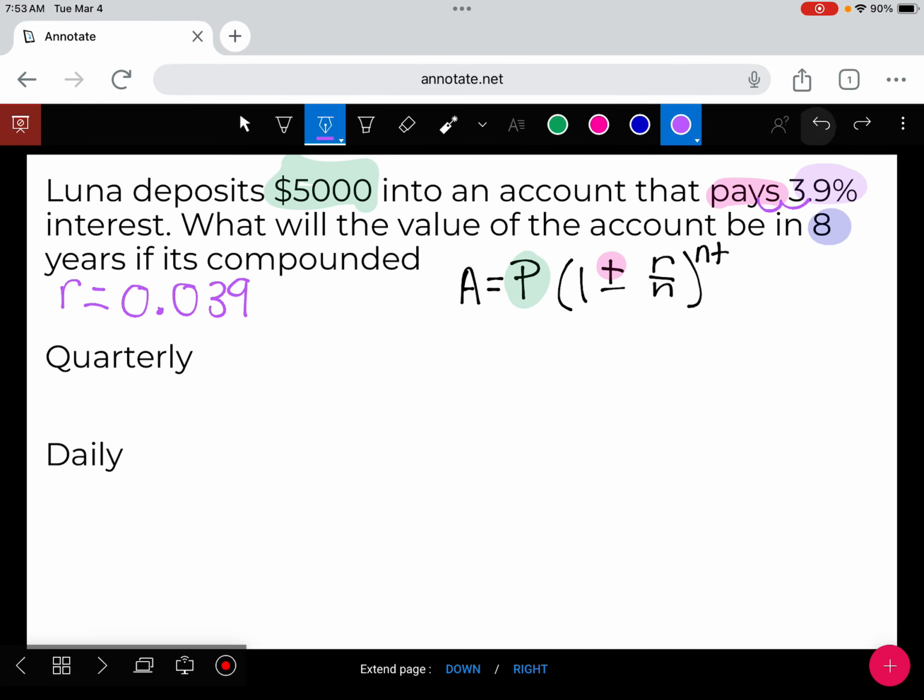So for both of these situations, we use all those same pieces. Our R on a highlighter is this guy. And then our time was this guy. So for our first one where it says quarterly, what's our N going to be? What's our N for quarterly? 4. Think about how many quarters are in a school year. We have 4 quarters. 4 quarters to $1.